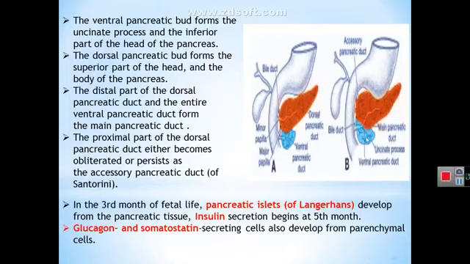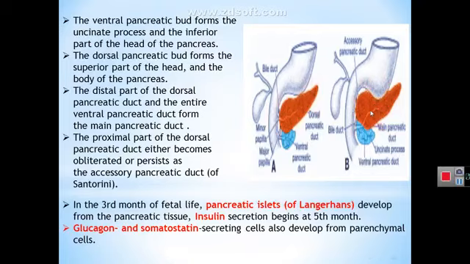The ventral bud forms the uncinate process and the inferior parts of the head of the pancreas. The remaining part of the gland is derived from the dorsal bud.